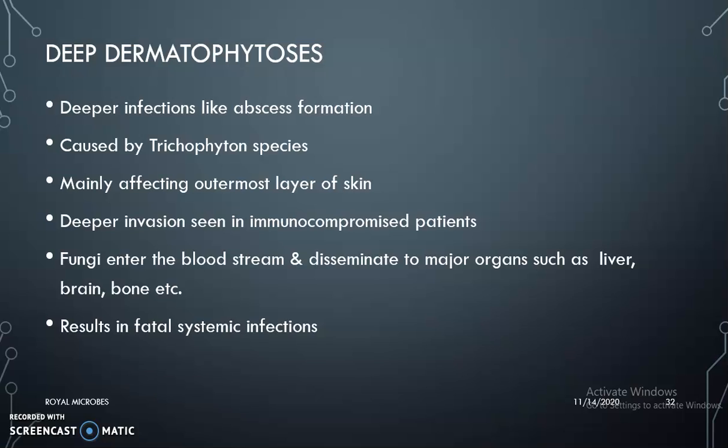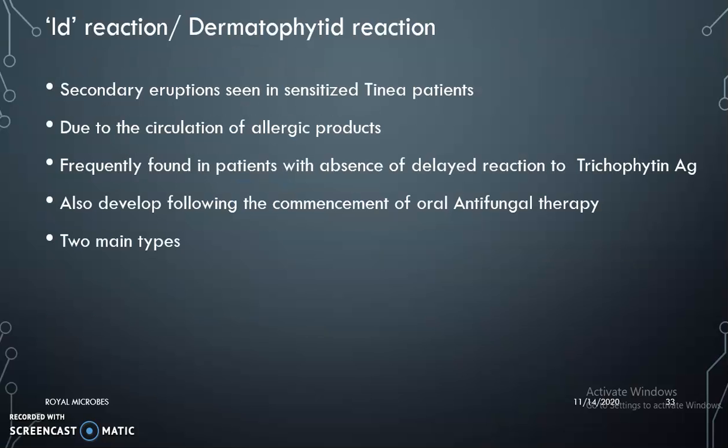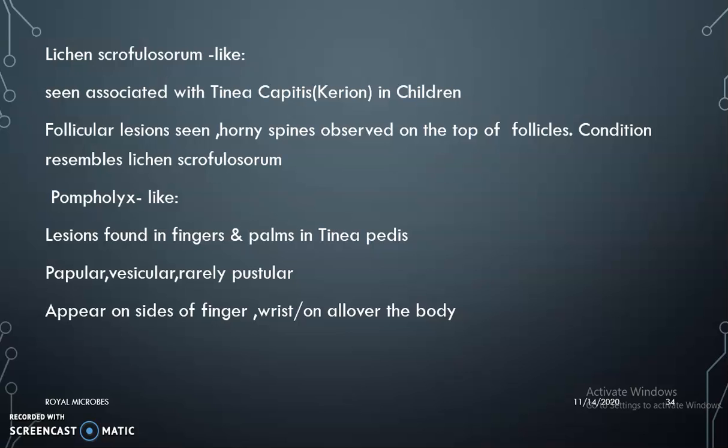Sometimes deeper invasion is seen in immunocompromised patients. Fungi enter the bloodstream and disseminate to major internal organs, resulting in fatal systemic infections. Id reaction or dermatophytid reaction is a secondary eruption seen in sensitized tinea patients due to circulation of allergic products, frequently found in patients with absence of delayed reactions to Trichophyton antigen, and also developed following the commencement of oral fungal therapy. Two main types can be seen: lichen scrofulosorum-like, seen associated with tinea capitis in children, where follicular lesions can be seen.